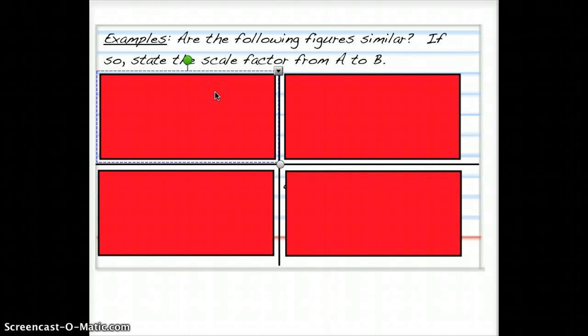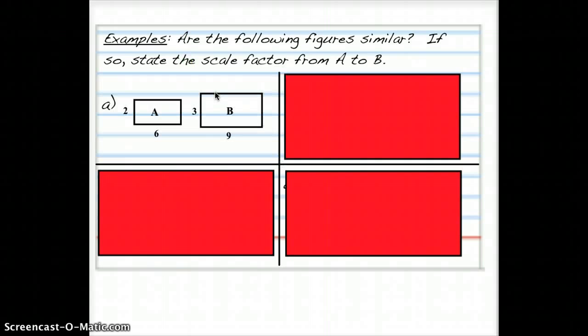Okay, so here's the first one. A, here are the two rectangles. Okay, and a 2x6 rectangle is A and a 3x9 rectangle is B. So if we're looking at these, try that on your own. It's always a good idea. Then you can see what I do. So I look, and first of all, I say, hey, well, the angles are all the same, so that's a good part of being similar.